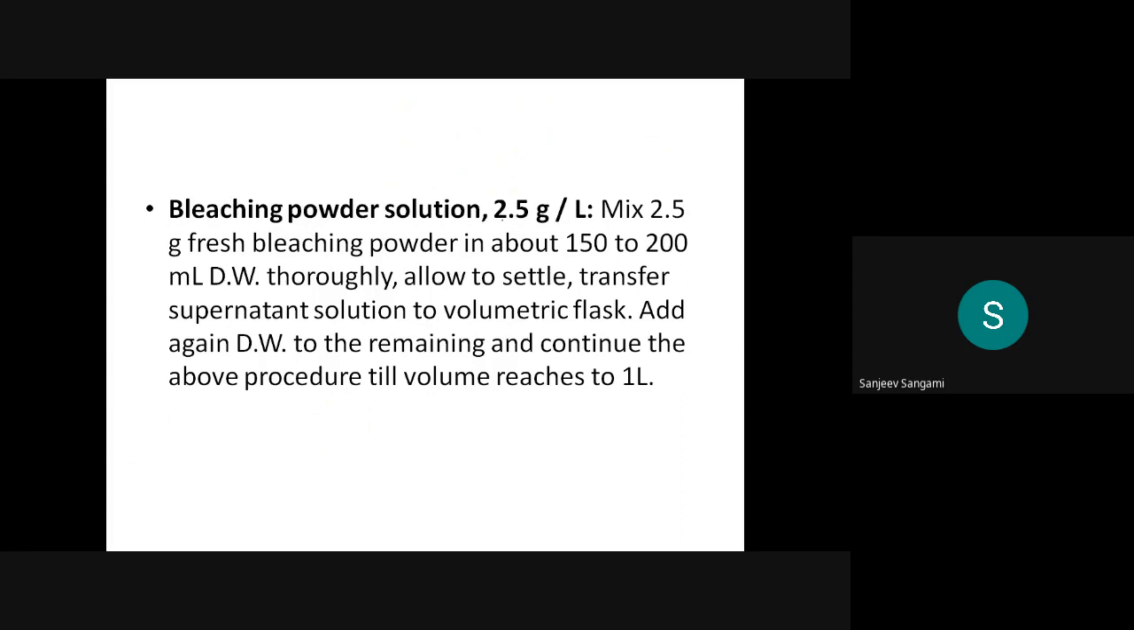The concentration is 2.5 gram per liter. Mix 2.5 gram of fresh bleaching powder, very important this, in about 150 to 200 ml of distilled water thoroughly. Allow it to settle, then transfer the supernatant solution to a volumetric flask. Add distilled water again to the remainder and continue the procedure till the volume reaches 1 liter.